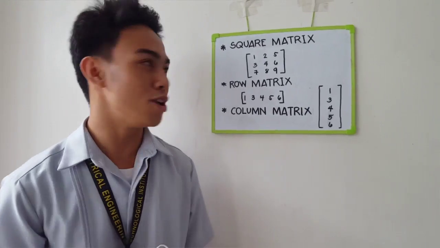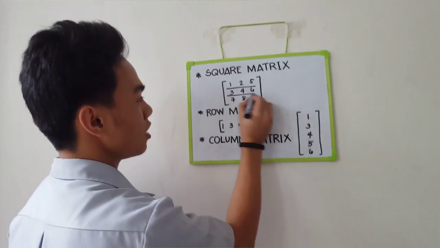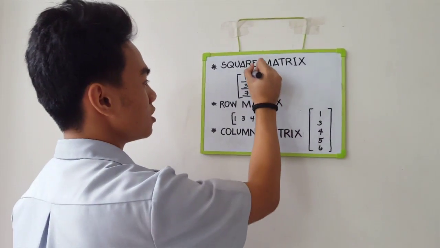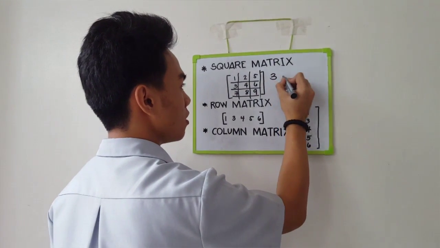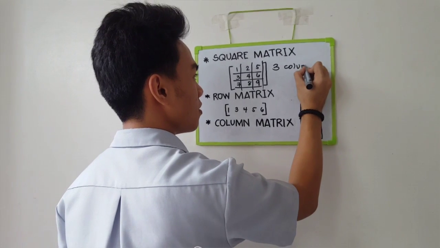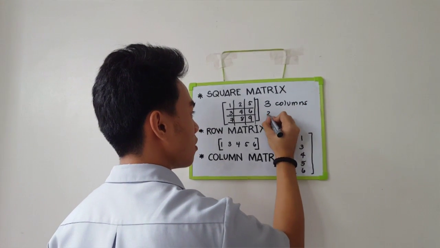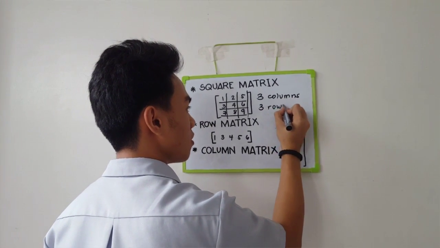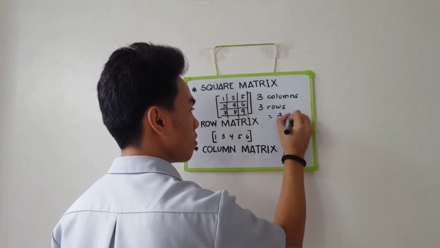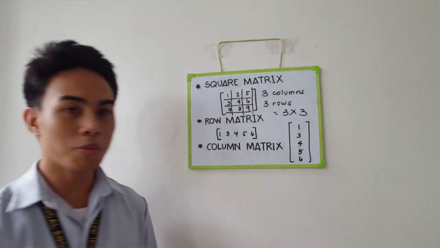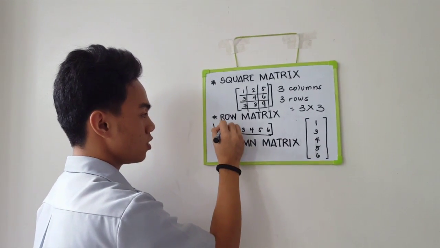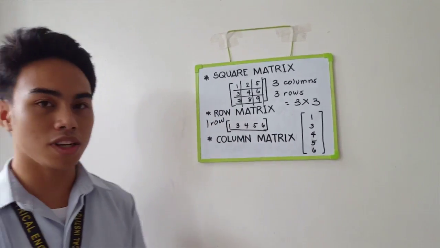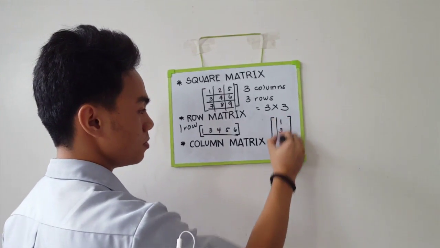Square matrix: the number of rows and columns are equal. Row matrix: one row. And column matrix: only one column.